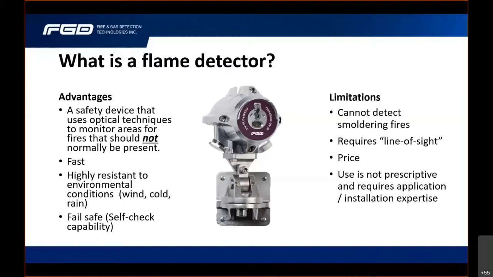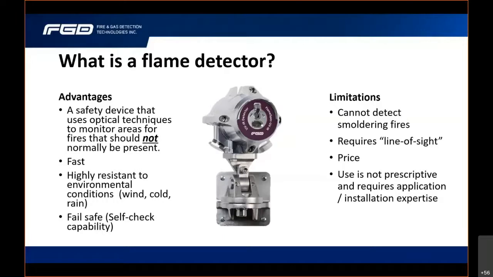As mentioned earlier, they need to be able to work in the most extreme of conditions, indoors or out, and have that fail-safe monitoring capability. What a flame detector can't do, however, is monitor for a smoldering fire or an ember. That falls to the realm of the ember or spark type detector, so that is not a flame detector itself. We do require line of sight, and probably the biggest argument that people will ever say to me is that the products are expensive. Well, you pay for what you get, basically.